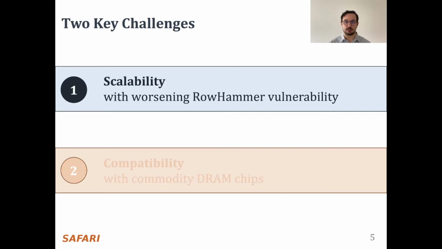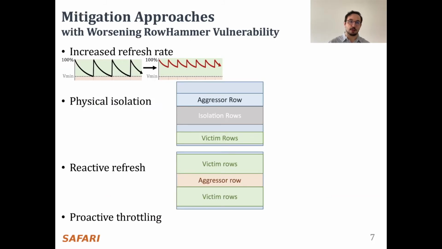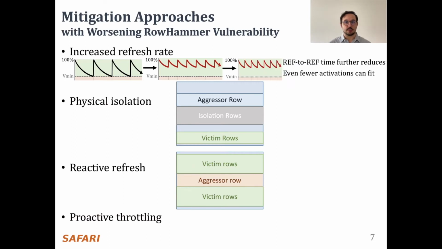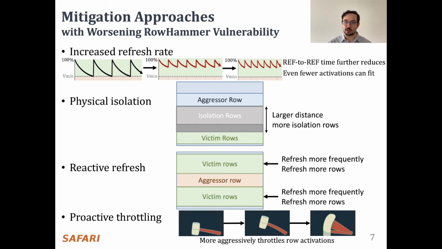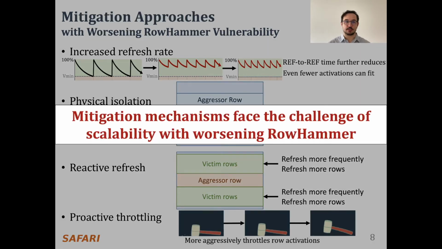Let's begin with the scalability challenge. As DRAM chips become more vulnerable to RowHammer, increased refresh rate requires refreshing all rows more frequently, and it is not sustainable due to the large number of rows that need to be refreshed. Physical isolation requires allocating more isolation rows, and reactive refresh needs refreshing more potential victim rows more frequently. Proactive throttling slows down the system even further. Therefore, scalability with worsening RowHammer vulnerability is an important challenge for all mitigation approaches.